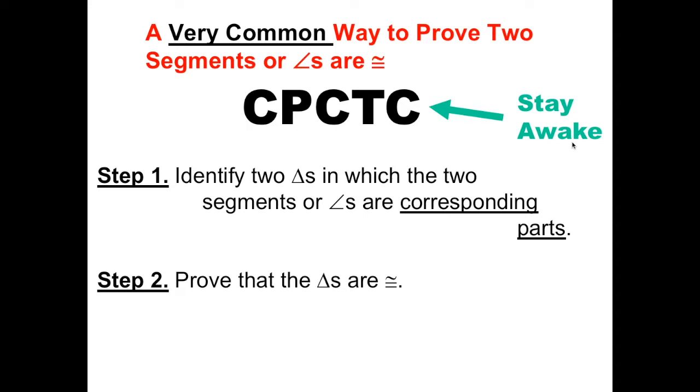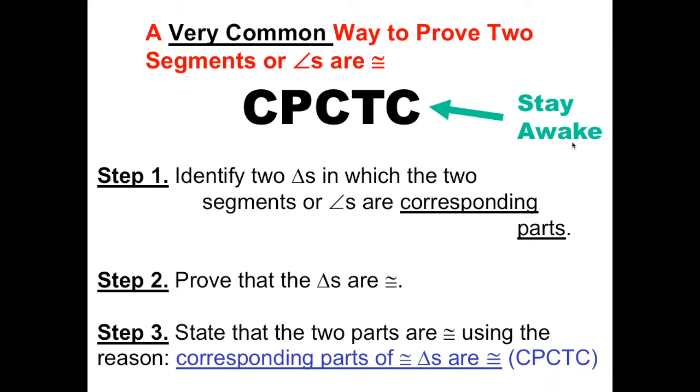Step 2, you've got to prove that those triangles are congruent. Okay, so we prove triangles are congruent first. The last example, we did that through SAS. Third step, we'd have to use the CPCTC action there. So then we would state the two parts we're trying to get are congruent, right? In the last example, we're trying to get angle A congruent to angle C.